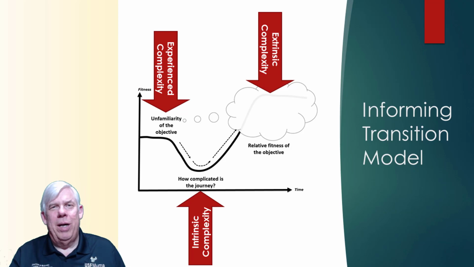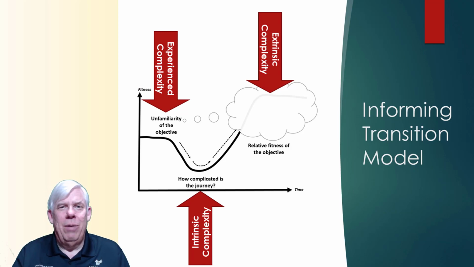The informing transition model isn't really a strategy model. Rather, it's a model that I developed for the transdisciplinary study informing science. But it's a prelude to understanding another very important strategy model, the Innovator's Dilemma. And the basic idea is that if you want an organization or an individual to move from one fitness peak to another fitness peak, in other words, make that transition we talked about, there are a number of things that have to happen.